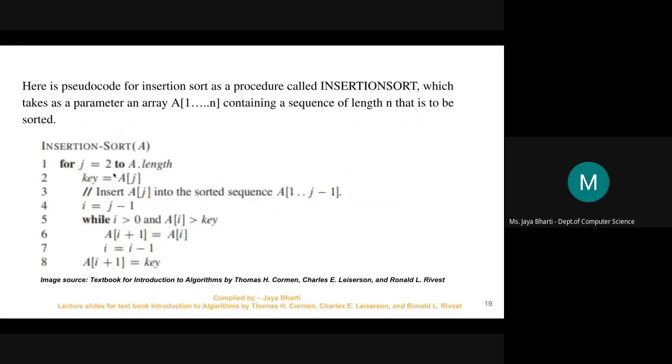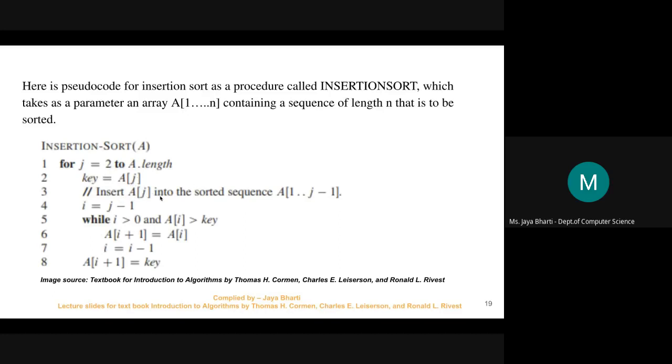Then key. Key is the current card that you are picking. So that is the current card, and A of j will be assigned to key. So for the first iteration, j is equal to 2, so A of 2 will be assigned to key.